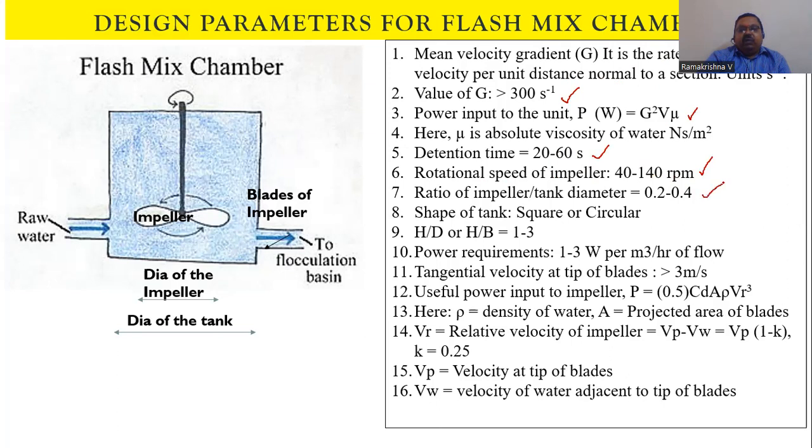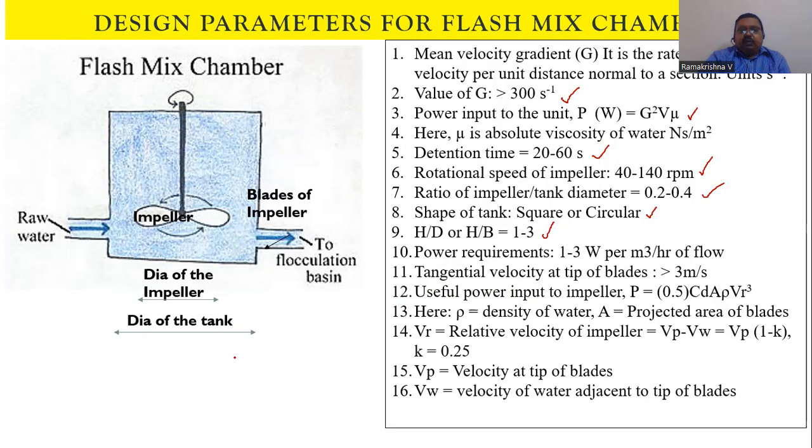20 to 40% is the ratio of the impeller to tank diameter. Usually we go for a circular configuration of the tank. And H by B, as I said, height is more than the width or diameter, 1 to 3. And subsequently, what you are going to see in this is power requirements. You have to have a check. How are you going to check here?